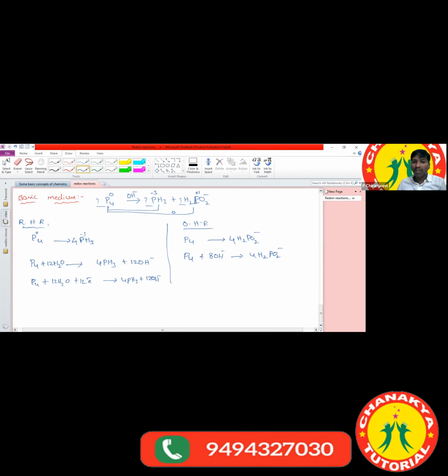Total number of electron difference in the whole reaction, in the oxidation half reaction. Simple logic: first you can find out the difference. Here 0 to +1, for each phosphorus 1 electron difference is there. Total how many phosphorus atoms are there? 4. That means the total number of electron difference is equal to 4.